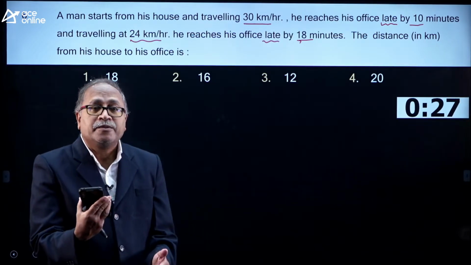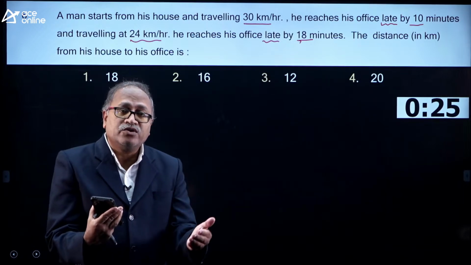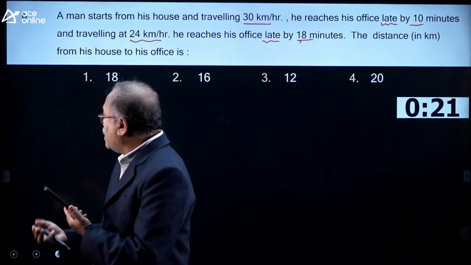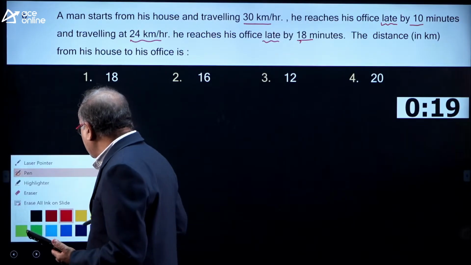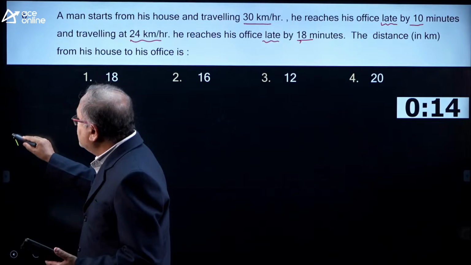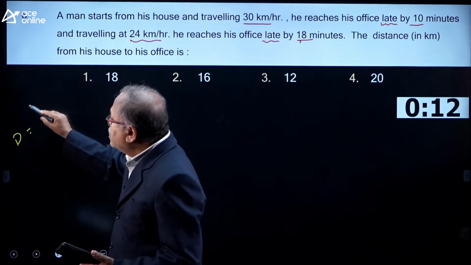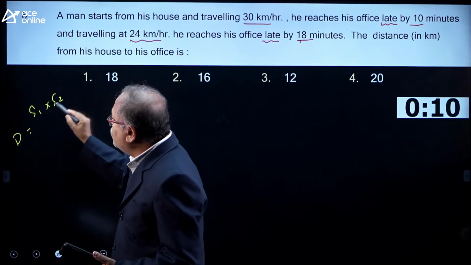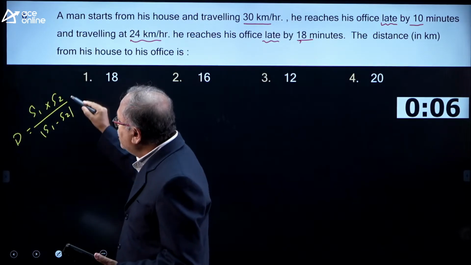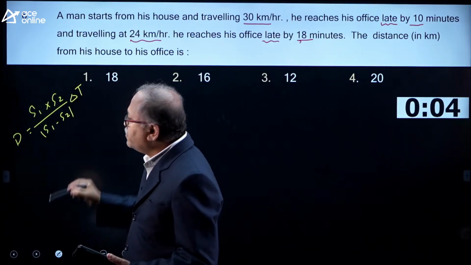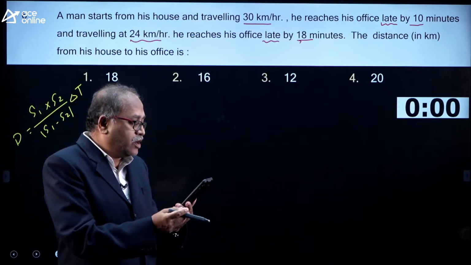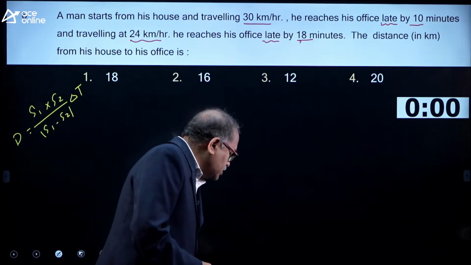If you do not understand, do not worry, I will be giving the shortest possible answer here. That is, what is the distance? The distance is equal to speed 1 into speed 2 by speed 1 minus speed 2, mod, and delta t, the difference of time. Just put this formula, and Naidu has answered the question, which is 16.